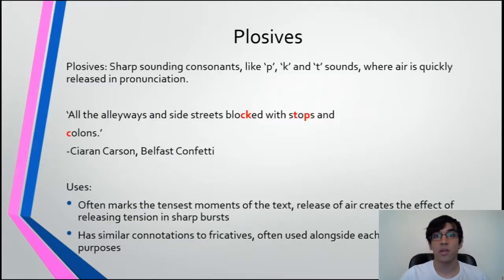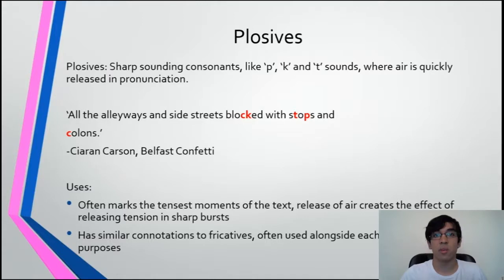Now last up we've got plosives. Now plosives are the sharpest of the three sounds, and they're pronounced by holding back air in pronunciation and then sharply releasing it. This is especially true for P sounds, T sounds, and K sounds. As you can see, we're holding back the air and then quickly releasing it when we're pronouncing. And this creates a sharp sense of releasing tension and also can be useful for building tension in certain texts.